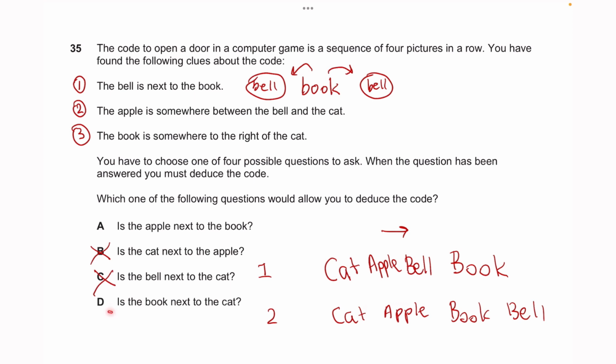And then we have a look at D, is the book next to the cat? Well, that's not even a question to be answered, because between the book and the cat there's always something in there, okay? And so that's why our only option is going to be A. This is the only viable question to ask to then be able to deduce the code. That's why our answer to question 35 is A.